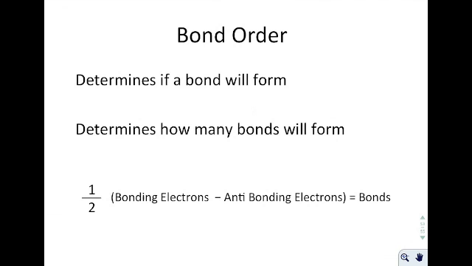So if you have something where the bonding and the antibonding are filled, that tends to not form a bond. And then what we do is we calculate what's called the bond order. The bond order determines if a bond will form and how many bonds will form. The formula is 1/2 of the bonding electrons minus the antibonding electrons. When you multiply by the half, that will tell you the number of bonds that form between two elements.